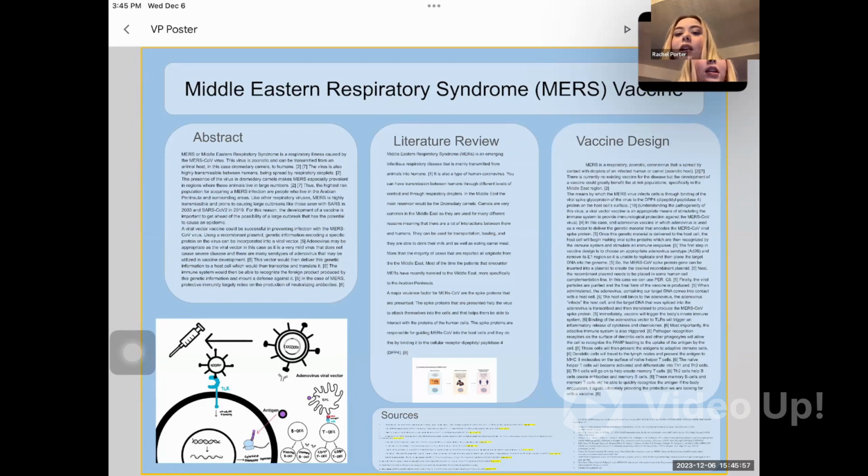Once we had our vaccine, we determined how immunity is established. Once the adenovirus viral vector enters the body, it binds to host cells via TLR receptors. This causes a signaling cascade, which releases cytokines and chemokines, and this gives us our innate immune response.